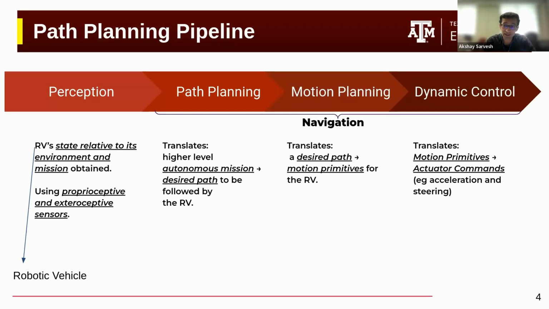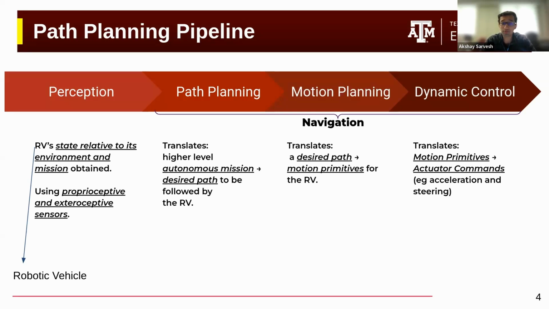Actuator commands, for example, in the case of a differential drive robot, could be the difference in the wheel speed of the left wheel and the wheel speed of the right wheel. This difference would lead to the robot turning either left or right. These are some aspects of navigation.